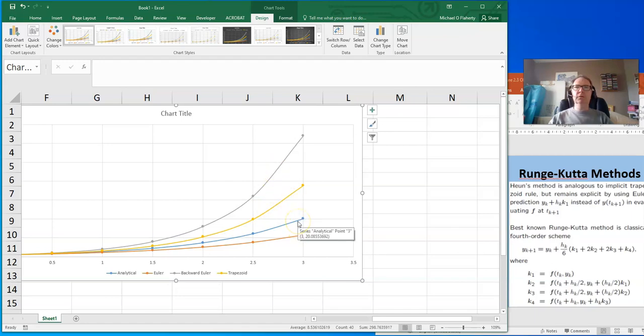So we can say our analytical solution is the blue line there. The Euler method undershoots it. The backward Euler significantly overshoots it. Because of the inaccuracy in the forward Euler and the backward Euler, the trapezoid is fairly inaccurate as well. So none of these are really satisfactory for this particular problem.